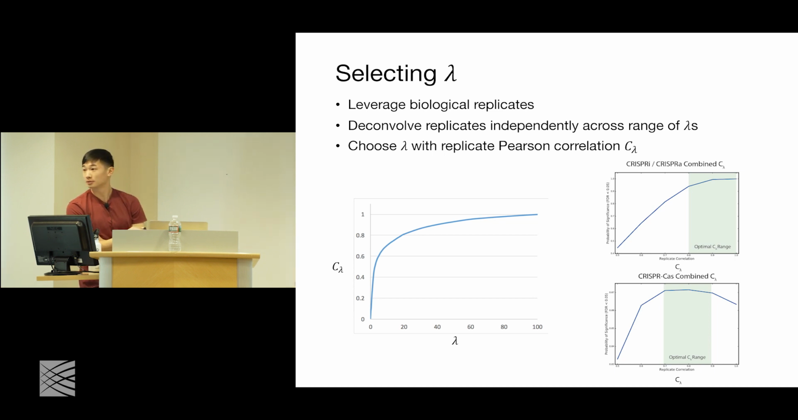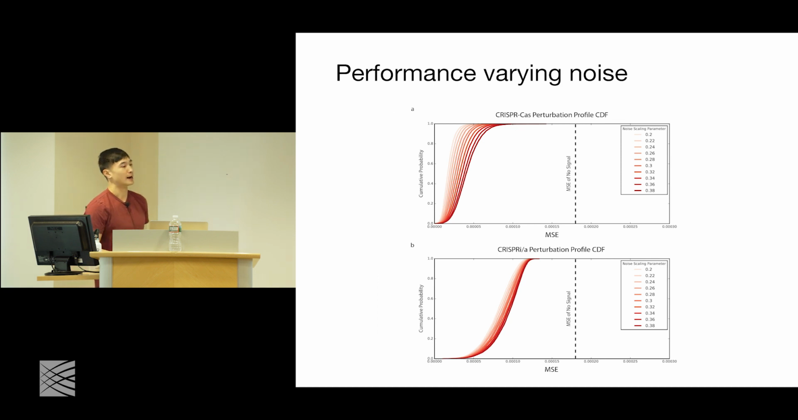So we have these optimal correlation ranges that we select for the different CRISPR-Cas9 or CRISPR interference and activation modules. We assess the performance of our deconvolution with varying noise. This is just varying the standard deviation of Gaussian error. And we show that for our deconvolution, if this is the mean squared error of no signal, we recover the deconvolution. The deconvolution represents the true underlying profile pretty well.